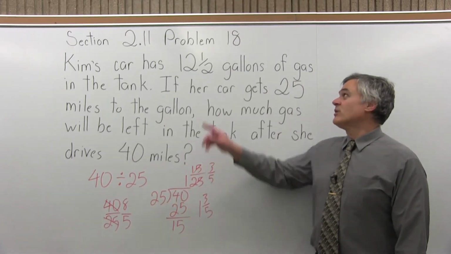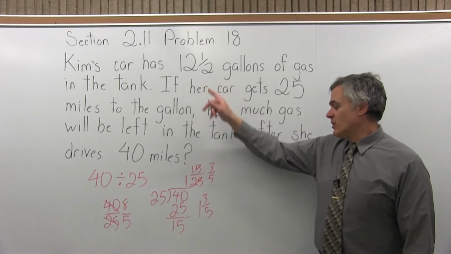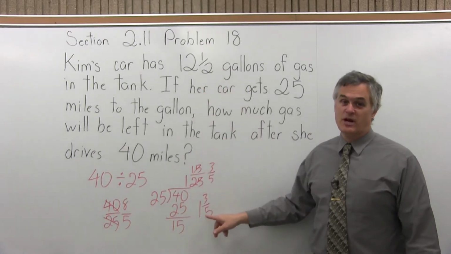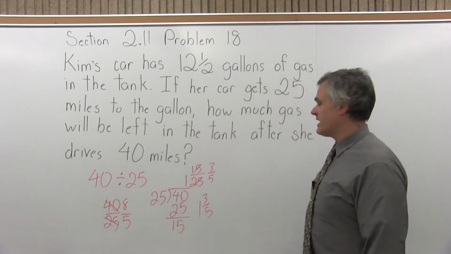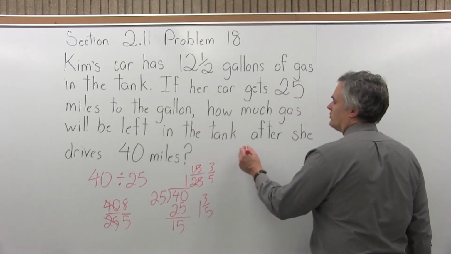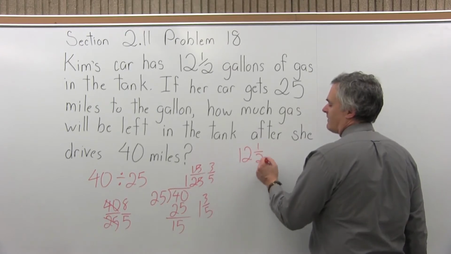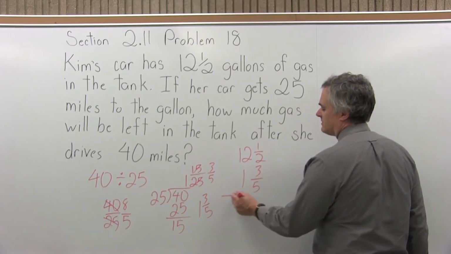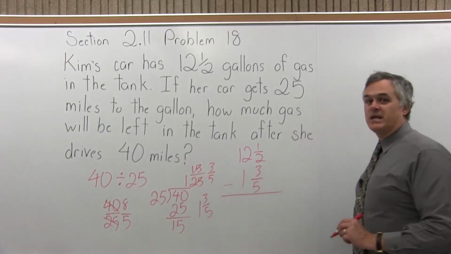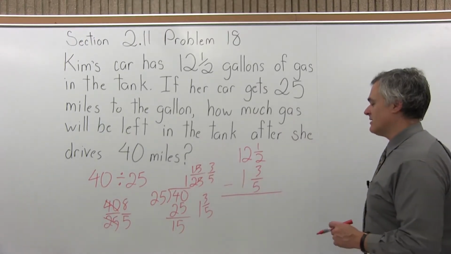So we started with 12.5 gallons of gas in the car. We used up 1 3/5 gallons to travel 40 miles, so I'll subtract the 1 3/5 away from the 12.5. So I will do 12 1/2 minus 1 3/5. And that'll tell me how many gallons of gas are left in the gas tank of that car.